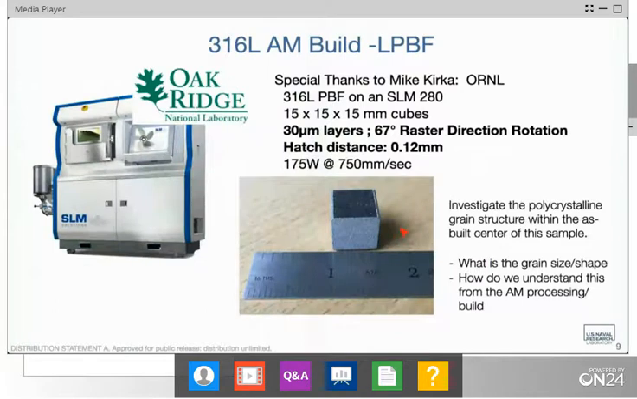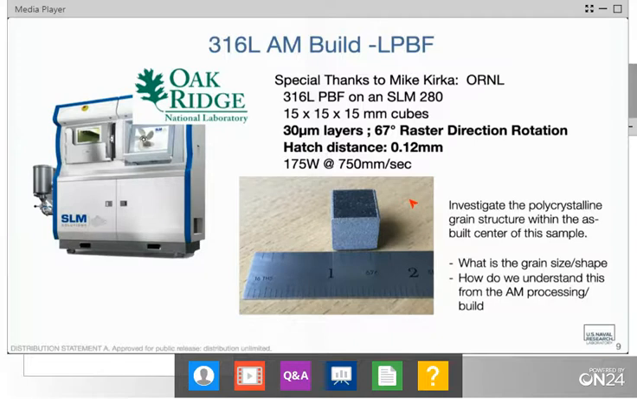So this is the sample that we're looking at. This was done by Oak Ridge National Lab. It's just a simple cube, and we wanted to see what the bulk microstructure was like. A couple of things I just want to point out. These were 30 micron layers done on a powder bed with a laser. And we have rotations between each layer of the raster directions of 67 degrees. This is done to reduce the formation of residual stresses, but it is also expected to break up some of the crystallographic texture. And we'll see how well that works in a little bit. The hatch distance is about 120 microns. So that's the sample that we're looking at.